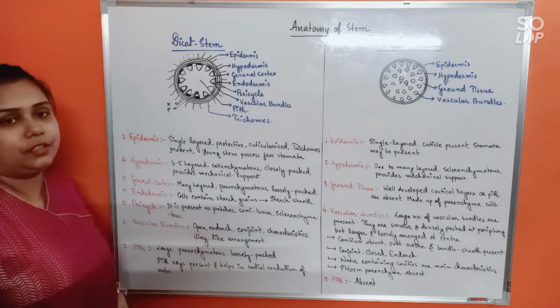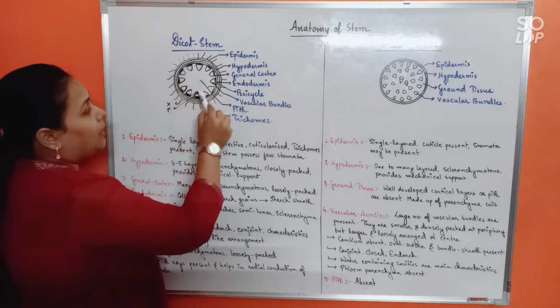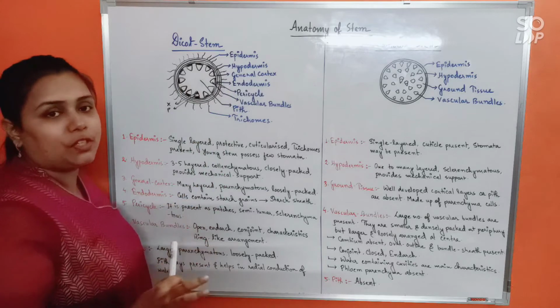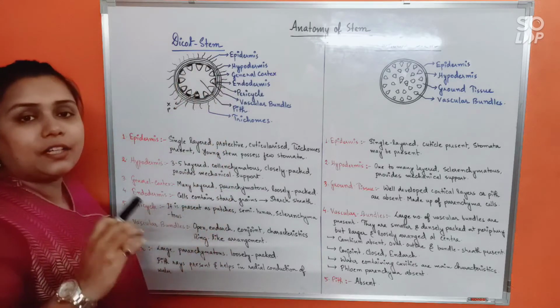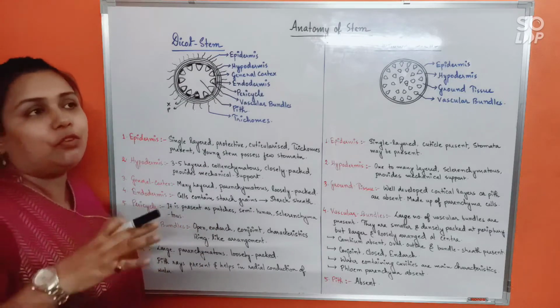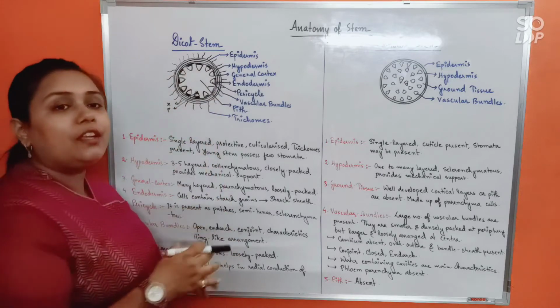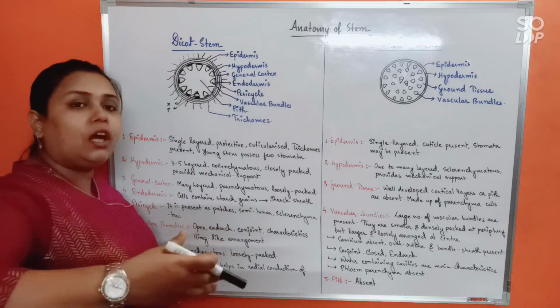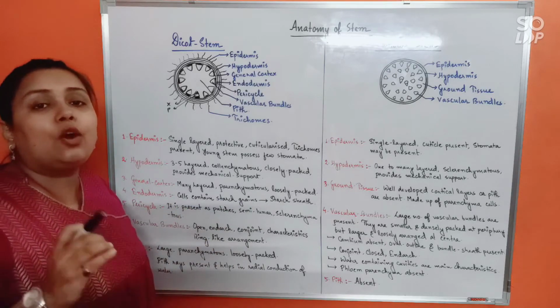characteristic ring-like arrangement. Now, you can see here that the number of vascular bundles is numerous. There are numerous vascular bundles present, and those vascular bundles would be arranged in a ring-like manner. It would be circular, properly arranged, not scattered here and there. That's a characteristic of dicot stem.